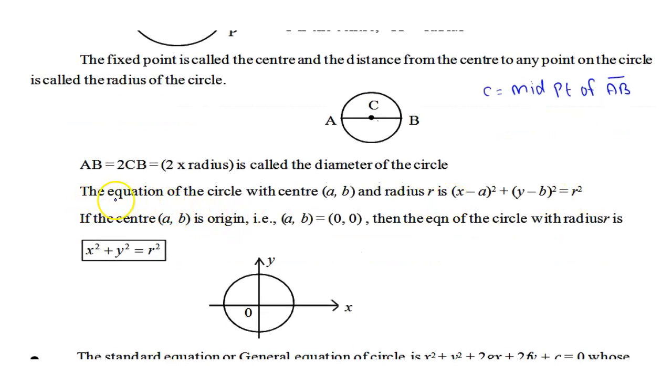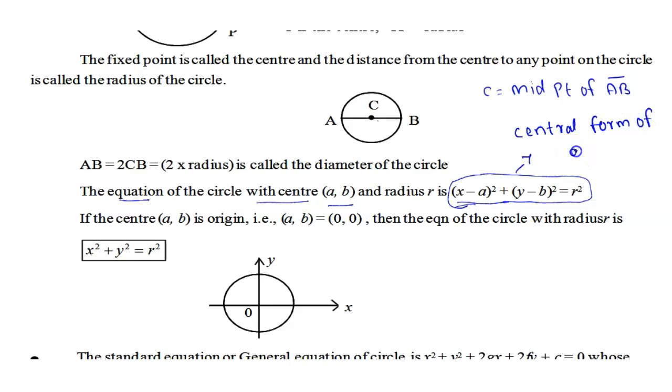The equation of the circle with center (a, b) and radius r is (x minus a) whole square plus (y minus b) whole square is equal to r square, right? So here we can say this is the central form of the circle. We can use this formula when the center is given and the radius is given; in that position we need to use this formula.